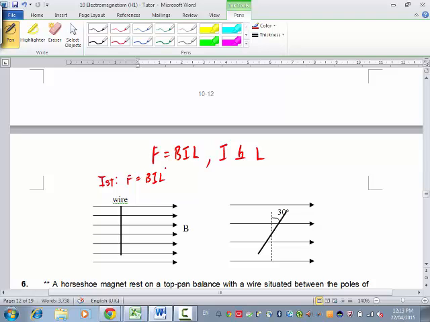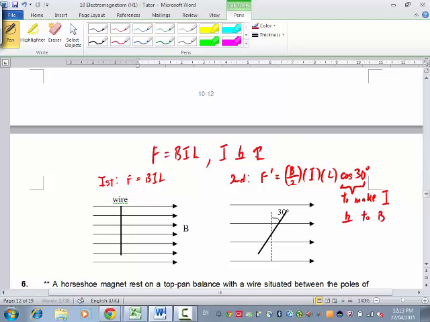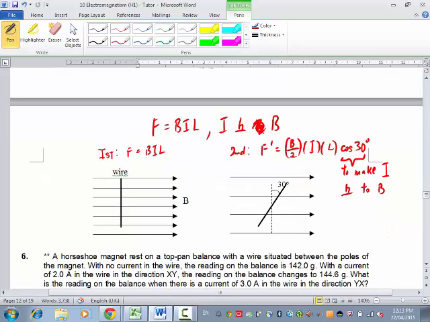For the second case, the B is B over 2, half of it. The I is still I, the L is still L, but you need to cosine 30 degrees. Why need to cosine? Because I want to make I perpendicular to B. Sorry, I read wrongly. Sin 60 or cos 30, I think is the same answer. B is magnetic field.